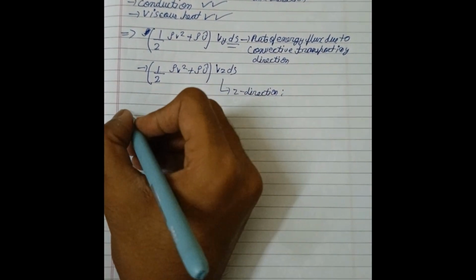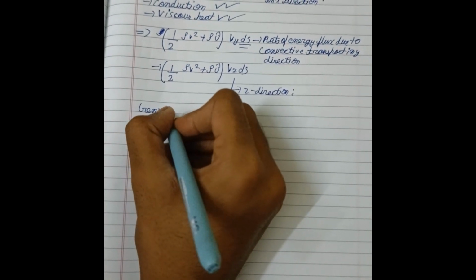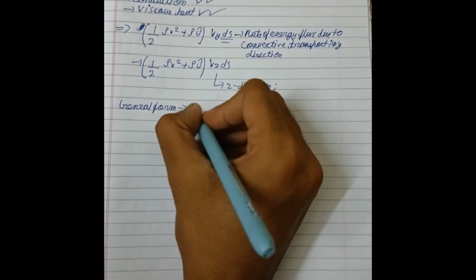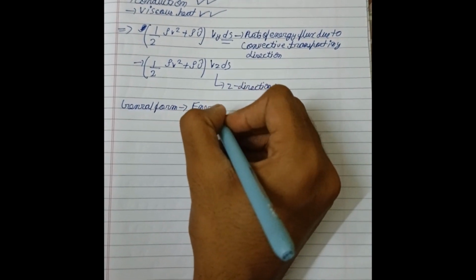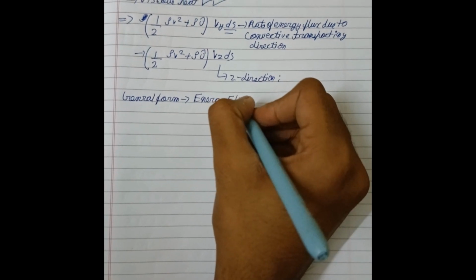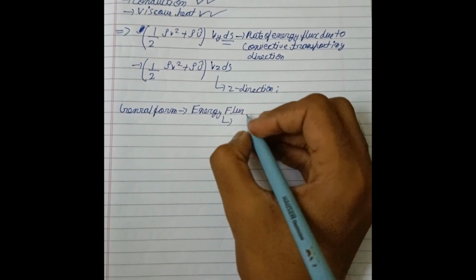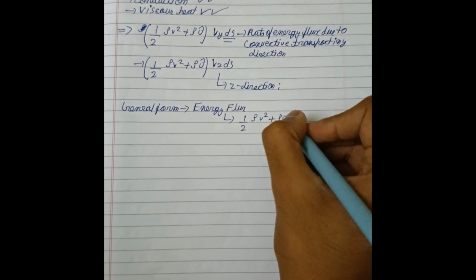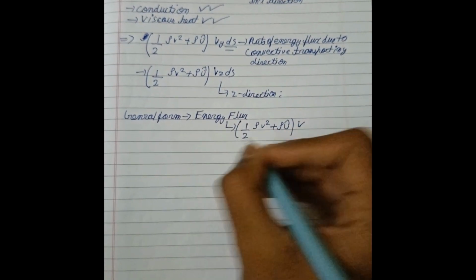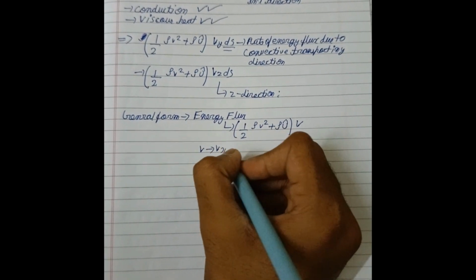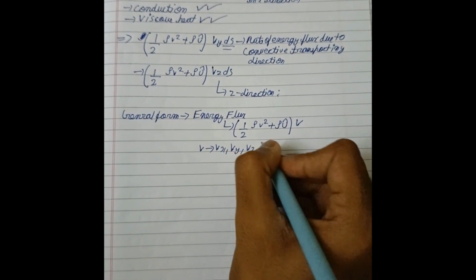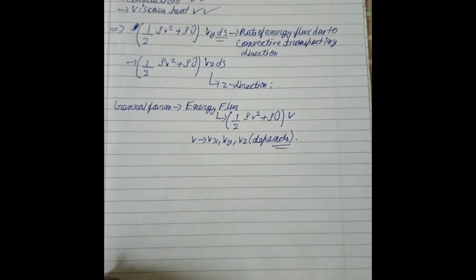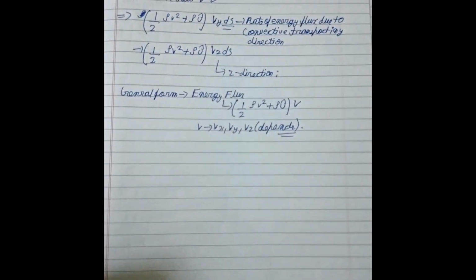So we can write a generalized form for the energy flux right now, not rate, energy flux. That can be written as 1 by 2 rho v square plus rho u cap into v. Now this v can be either vx, vy or vz. It depends on whatever you want to do. So we have basically found the convective transport.